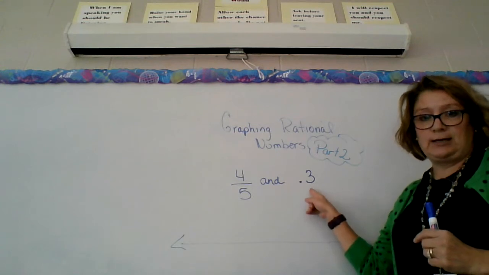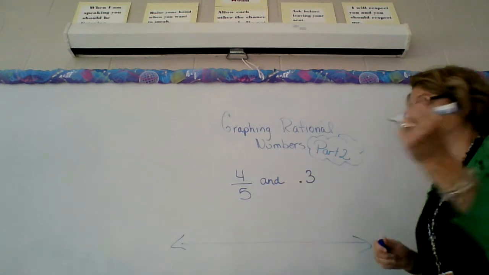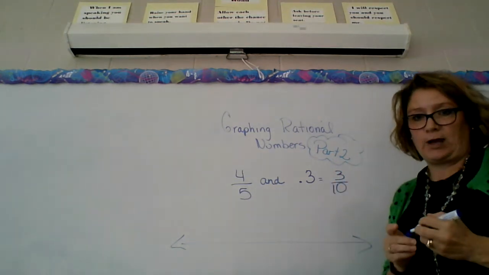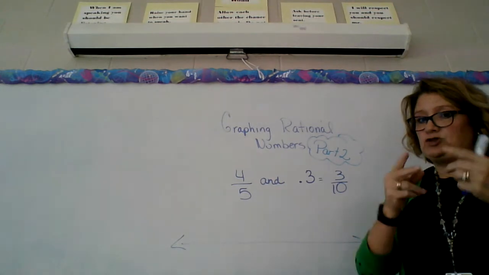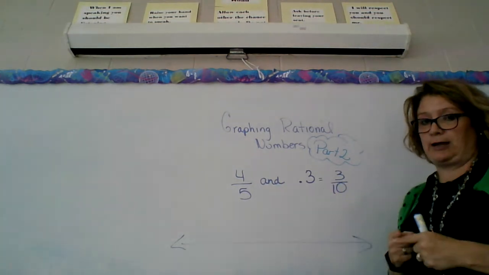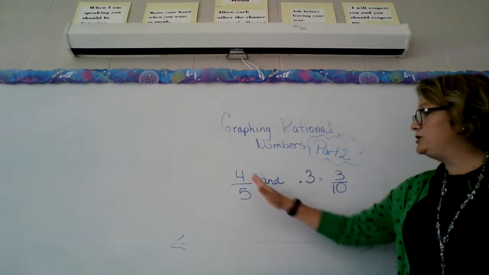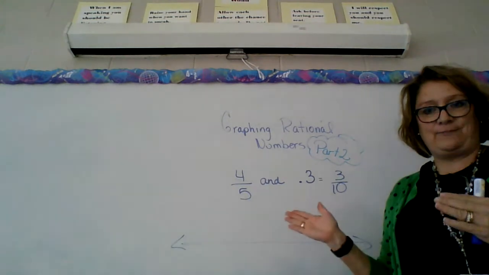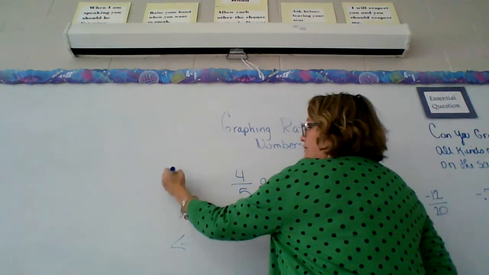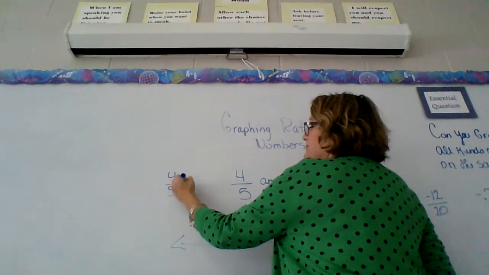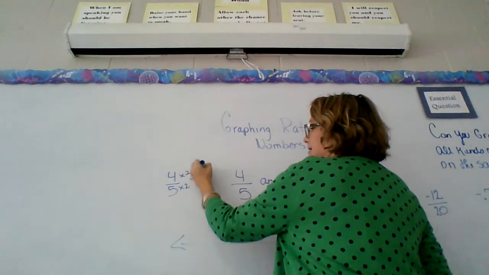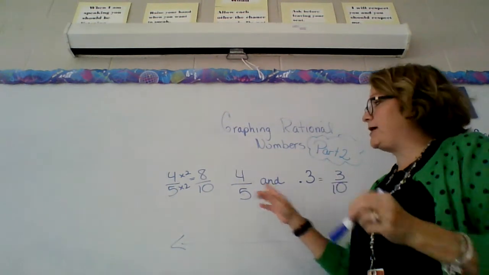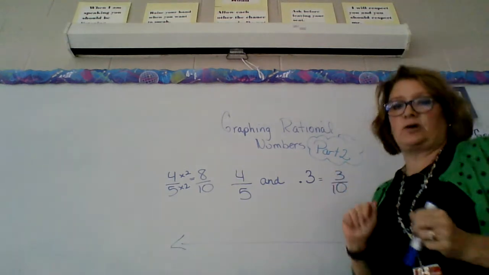We're going to look at 3.3, which is the same as 3/10. That's how we say it correctly. That can't be simplified any further, okay? Now, when you're graphing two fractions in the same location on a number line, you need to have a common denominator. When you look at 4/5, you may think, I can make 5 into 10. You could take 4/5 and multiply both parts of that by 2, and you would get 8/10. Okay, so now you would be graphing 8/10 and 3/10 on the same number line.